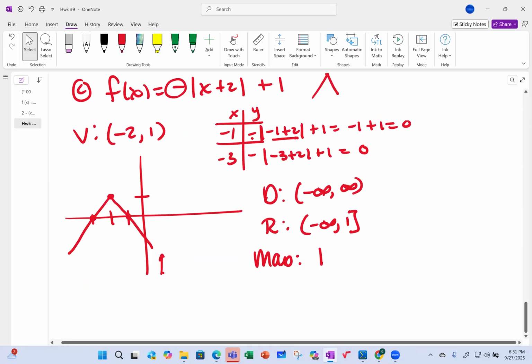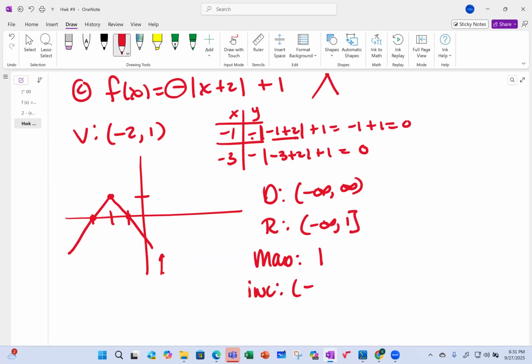And what else is there? This function is increasing from negative infinity to negative 2, and it decreases from negative 2 to infinity. Again, this graph is rising from left to right from negative infinity to when x is negative 2, and then decreases from when x is negative 2 to infinity. And those are x's, though, not y's.